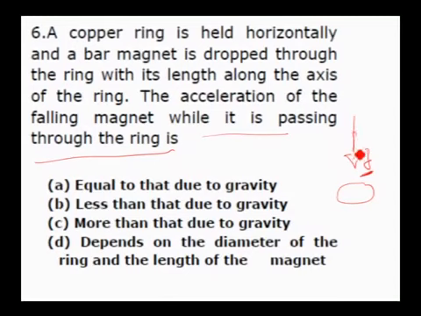Obviously, if the magnet is dropped through the copper ring which is held horizontally, then this would oppose the motion of the magnet. If it opposes the motion of the magnet, then the fall of this magnet will not be with an acceleration equal to gravity. It is less than g. This is because of the opposition, because this is going to oppose the motion of the magnet, and this will be option B, less than that of gravity.